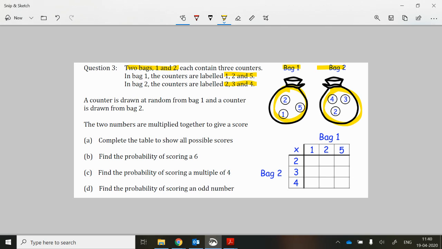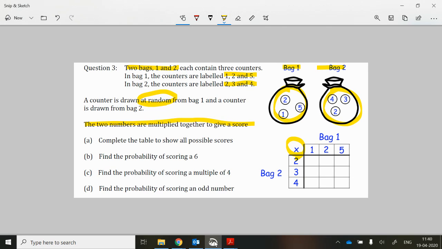A counter is drawn at random from bag 1, and a counter is drawn from bag 2. So at random means that each of those counters has an equal chance of being picked. So a 1 in 3 chance of being picked. It says the 2 numbers are multiplied together to give the score. So we're multiplying here, not adding.